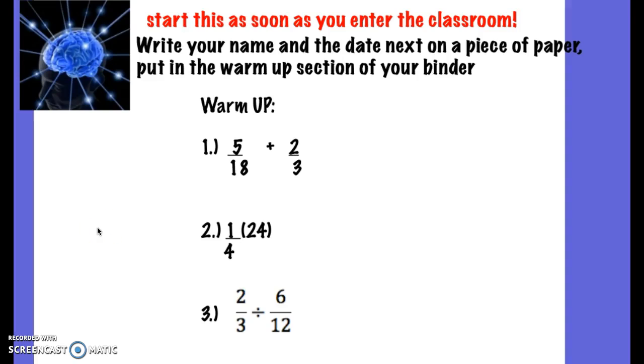Okay, so there's just a quick warm-up that you could do, and I'm going to go ahead and put the answers on them because you need to make sure that you know how to add, multiply, and divide fractions. So remember, the first thing you'd want is a common denominator. So the common denominator would be 18. So I'd have to multiply 3 by 6 and 2 by 6. 5 is already 18 plus 2 times 6 is 12 over 18. Remember, you keep the denominator, and then I would add 5 plus 12 is 17 over 18.